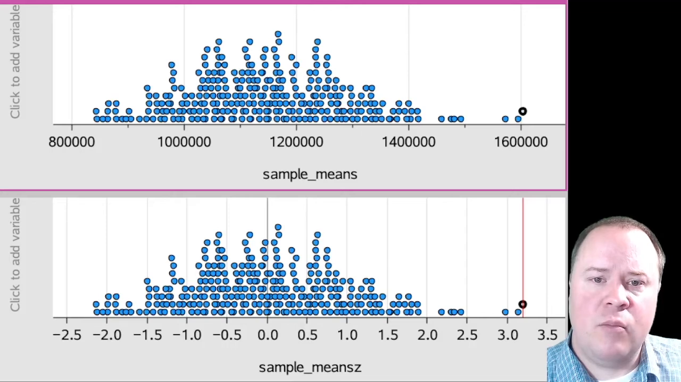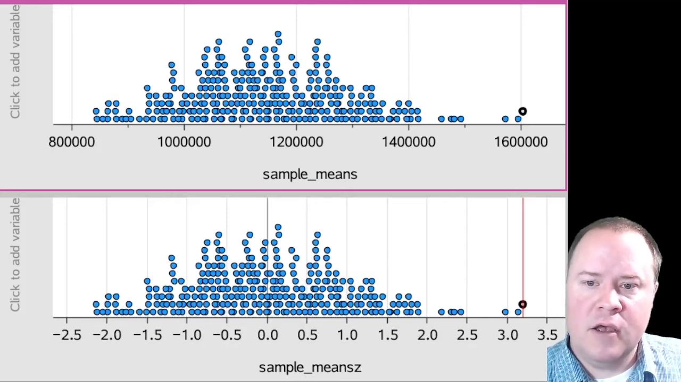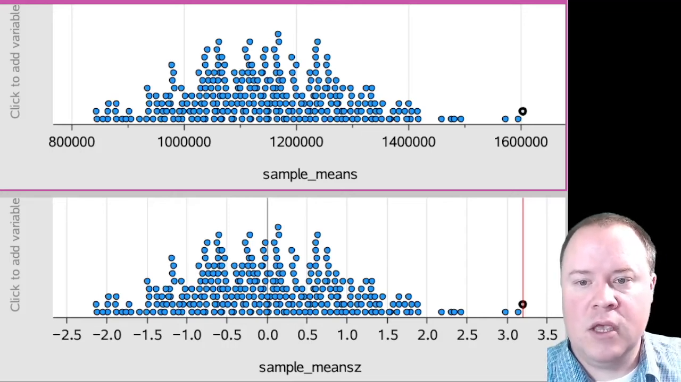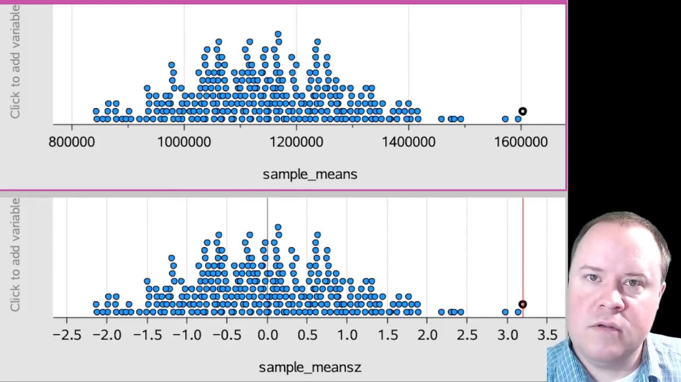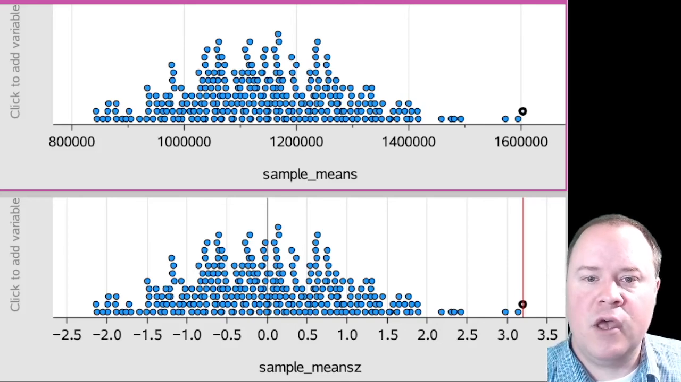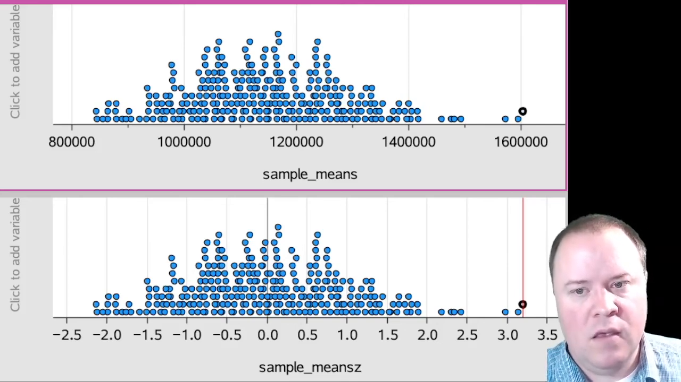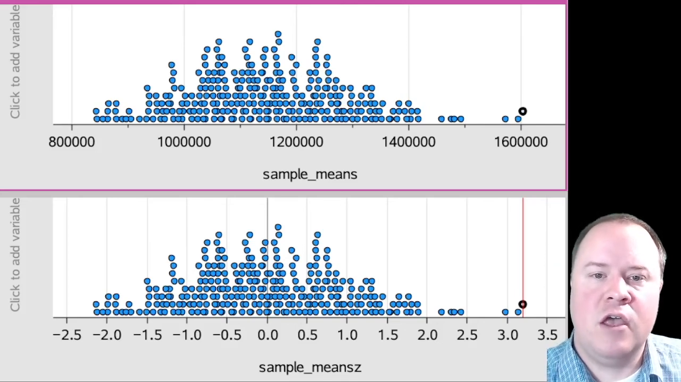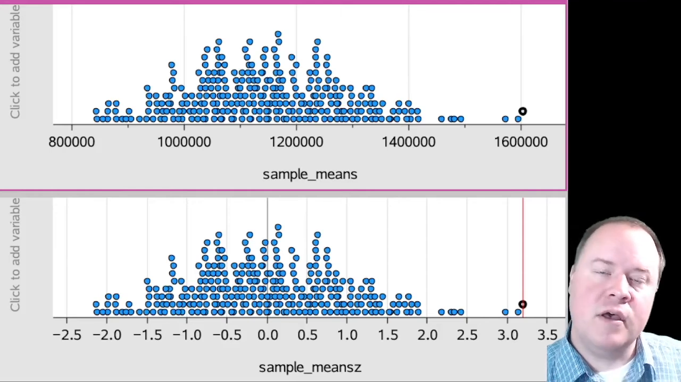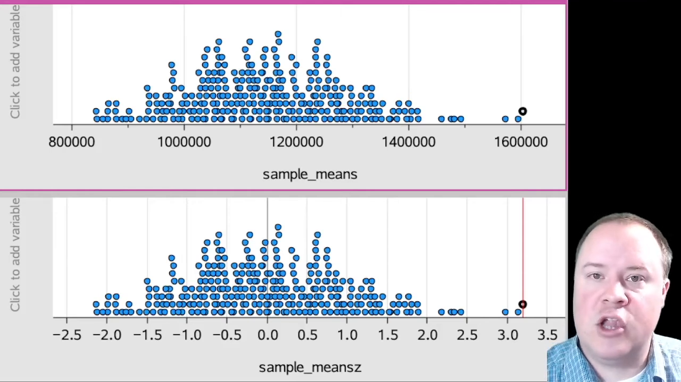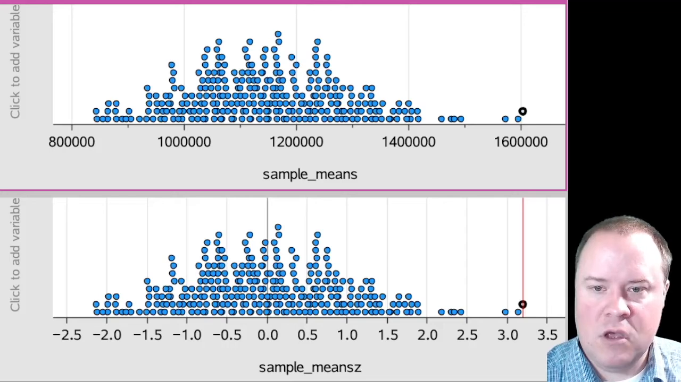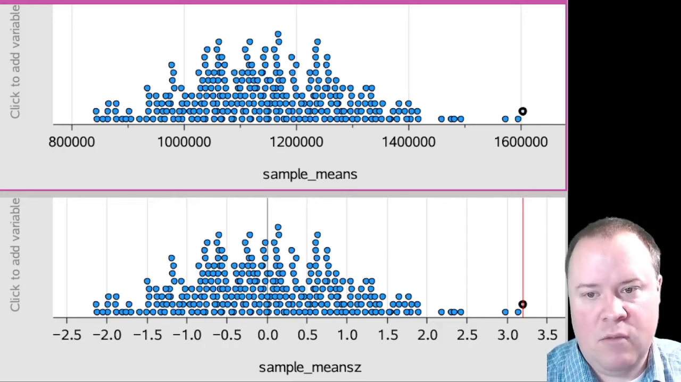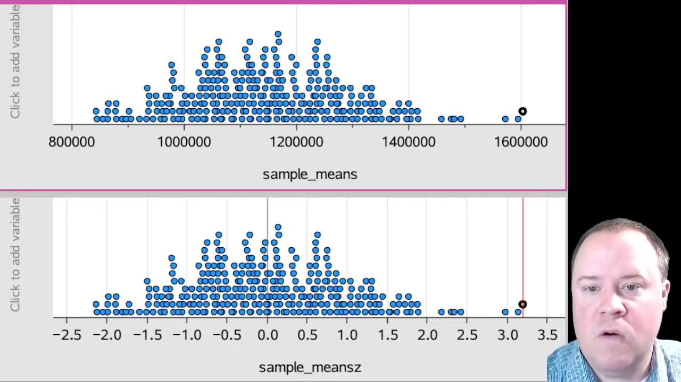And if we get that data point way out here at around 1.6 million, we won't know that it's really far away from what we should be seeing, an extreme value in the sampling distribution. However, if we know what the sampling distribution should look like from a theoretical perspective, we could estimate whether it's far away or not.